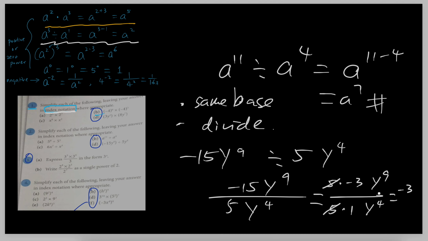So you have y to the power of 9, y to the power of 4 is divide, so you use minus. So it's 9 minus 4, which is 5. Okay? So that's the final answer. Negative 3 y to the power of 5. Are you clear? So when you use divide, right, it's good to use the over. Okay? Last one.